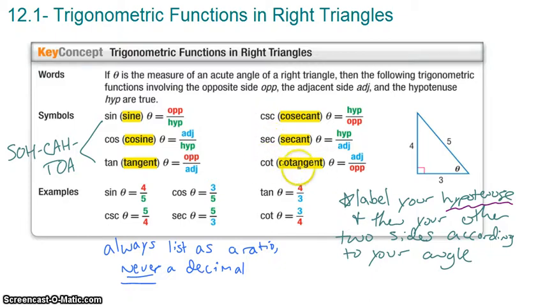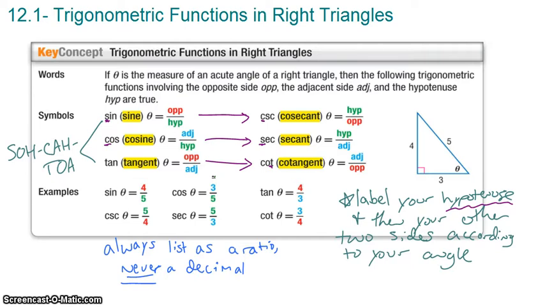Notice how cotangent goes with tangent, but with these, the first letters are mismatched. The C from cosecant goes with sine, which starts with an S. The S from secant goes with cosine, so it's flip-flopped. Just be careful of that. There is no phrase that goes with cosecant, secant, and cotangent, but if you remember your sine, cosine, and tangent, all you have to do is flip your fraction and you're good to go.